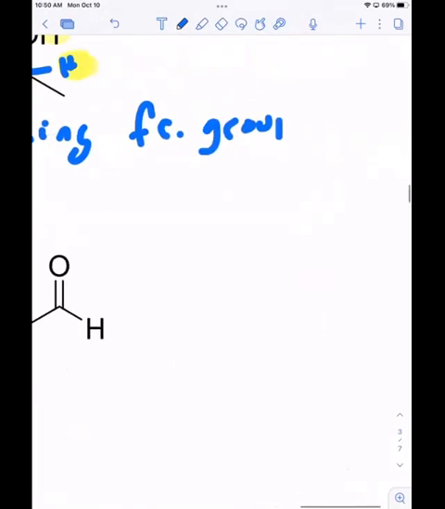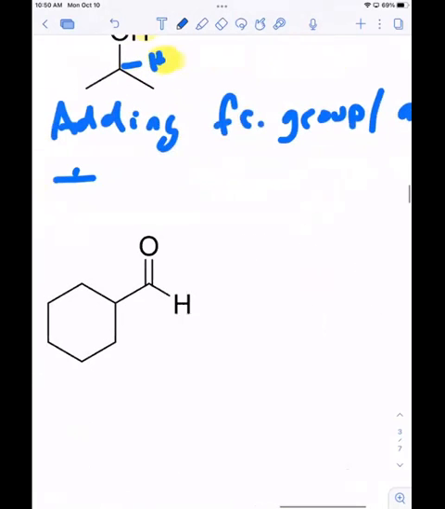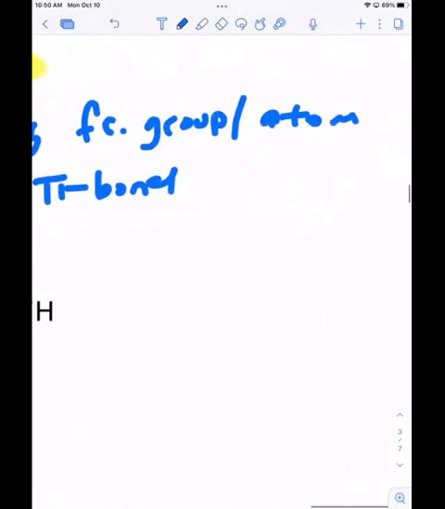So I added some functional group or atom to the pi bond, which makes it a sigma bond.